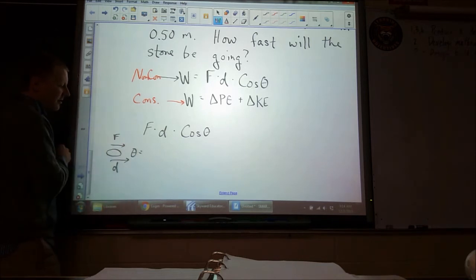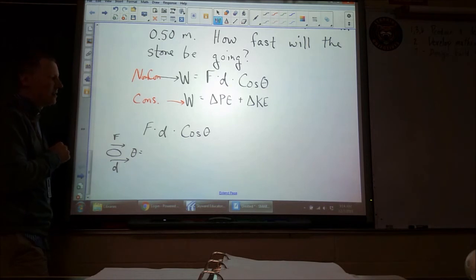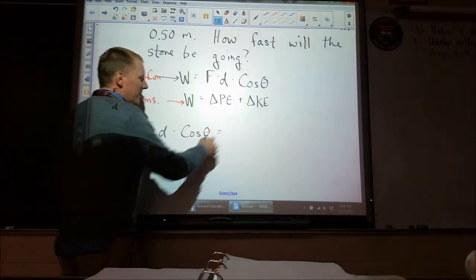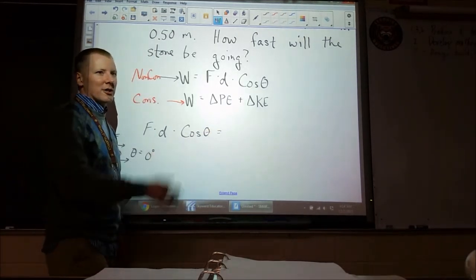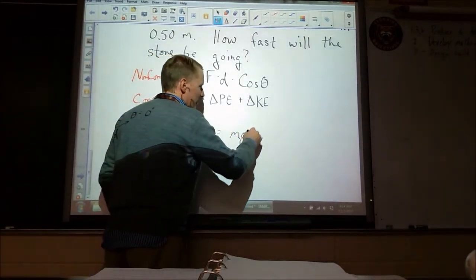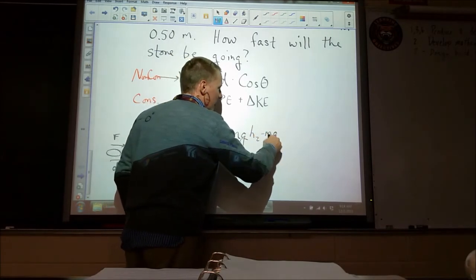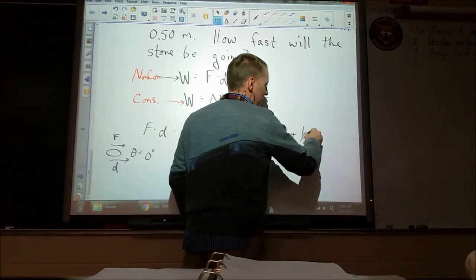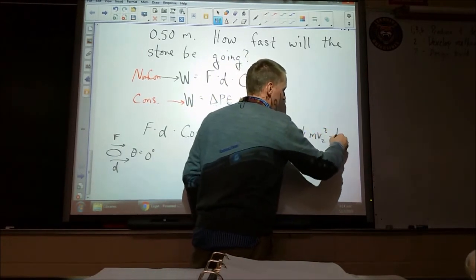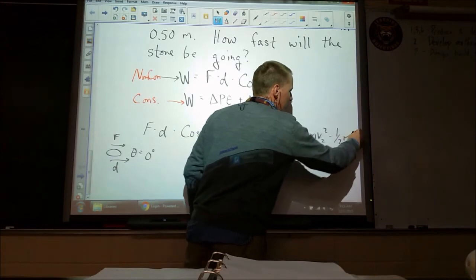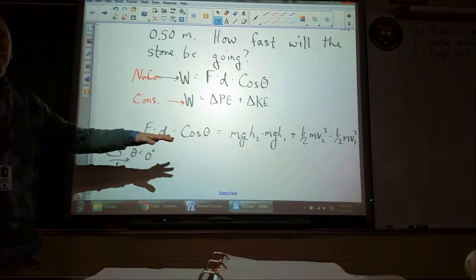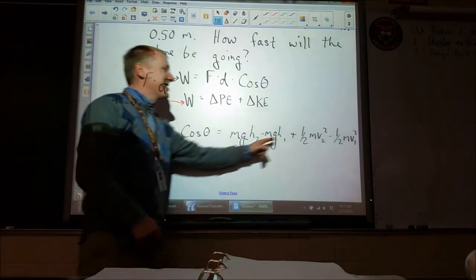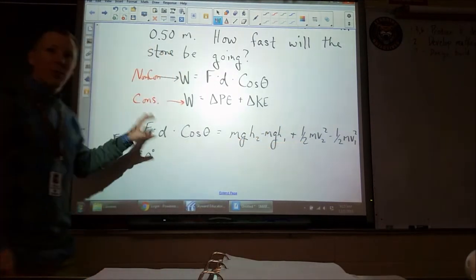So what's theta? What's the angle? 0. So this term is just 1. That must be equal to the change in potential energy, mgh2 minus mgh1, plus the change in kinetic energy, 1/2 mv2 squared minus 1/2 mv1 squared. This is how a lot of our problems are going to look at the start from here on. We'll actually even add some stuff over to this side, but we're going to start with this.